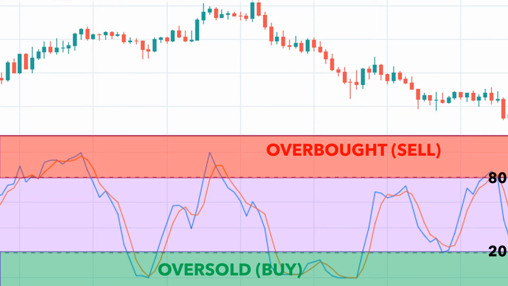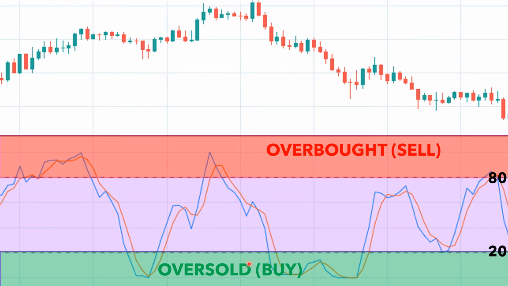How do we use the stochastic indicator? The stochastic indicator tells us when the market is overbought or oversold. The stochastic indicator is scaled from 0, which is down here, to 100, which is up here. When the stochastic lines, which are the blue and red lines, are above 80, it means the market is overbought. And when the stochastic lines are below 20, it means the market is oversold.